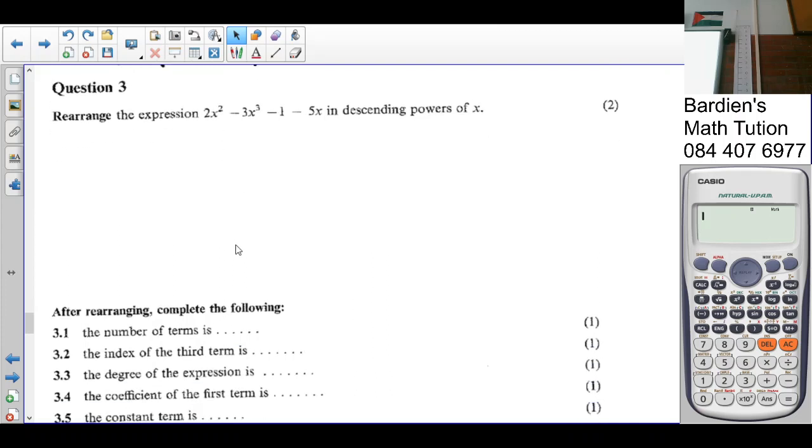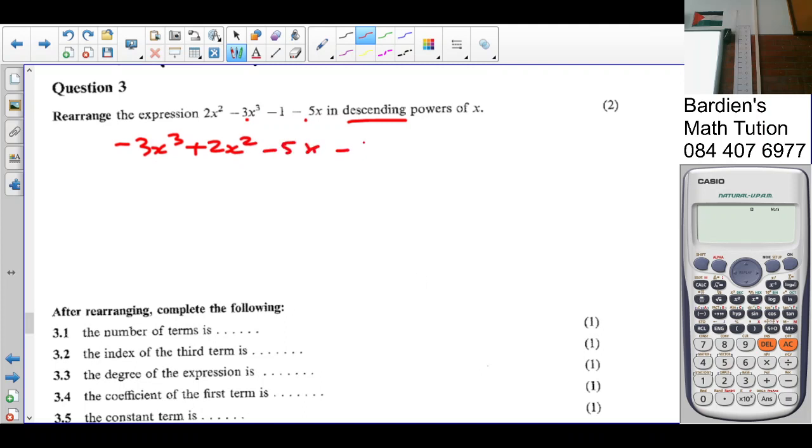Question 3. Rearrange the expression 2x squared minus 3x cubed minus 1 minus 5x in descending powers of x. How many terms are there? 4. Also known as what? Polynomial. Okay. So rearrange it descending. Descending means what? Biggest to smallest. So the biggest is negative 3x cubed plus 2x squared minus 5x minus 1. You all agree with that? Any confusion? No.